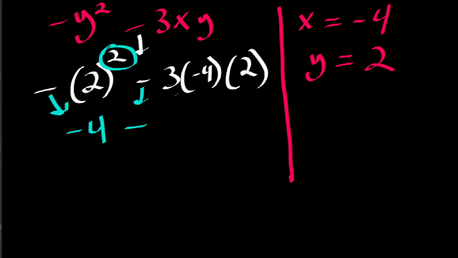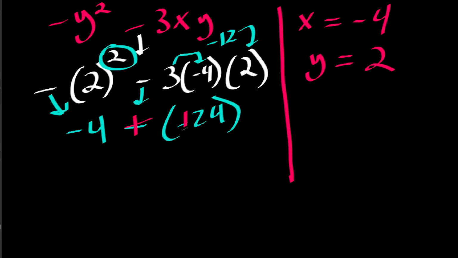Let's bring that down. We're going to say 3 times negative 4, which is going to give me negative 12. And then negative 12 times 2 is going to give me negative 24. So I have minus negative 24. And hopefully you can see, well, minus a negative just becomes plus 24. So this is negative 4 plus 24, which is going to give me 20. And I didn't really mean for that to happen, but it's kind of cool that it did happen.